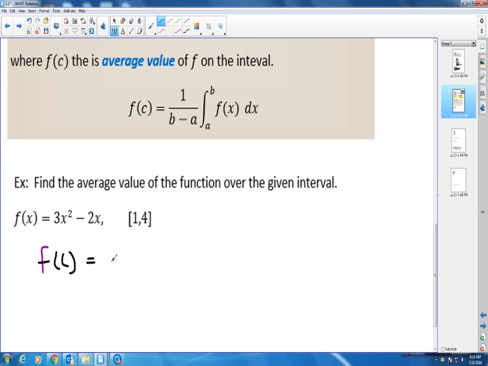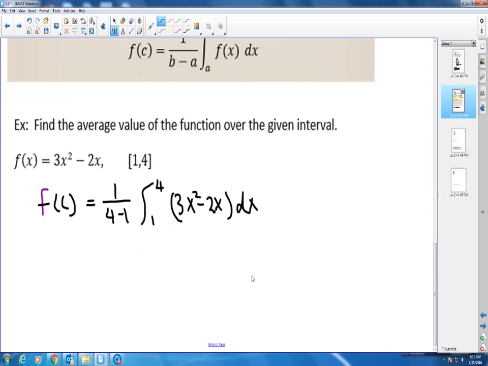To find the average value, f of c, it's going to be 1 over b minus a, 4 minus 1, times the integral evaluated from 1 to 4 of my 3x squared minus 2x with respect to dx. So this is going to be 1/3 times, I'm going to go ahead and figure this out.